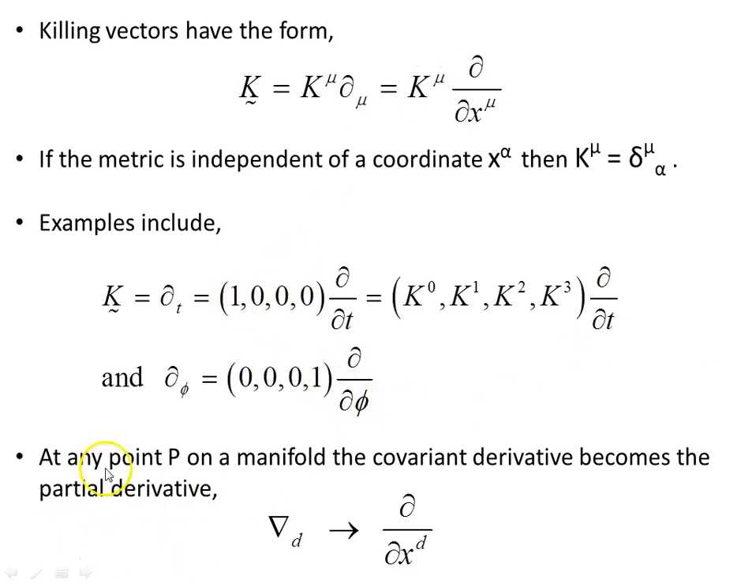Now, another thing: at any point p on a manifold, any and every point, the covariant derivative becomes, at that point and only at that point, the partial derivative. So we can replace the covariant derivative with the partial derivative at each and every point on a manifold, because local to that point, the space is locally flat. We could refer to geodesic coordinates or normal coordinates, but that's not necessary. Just as when we stand on the Earth, which is no doubt curved, from where we're standing it looks very flat around us. Same thing with a manifold.